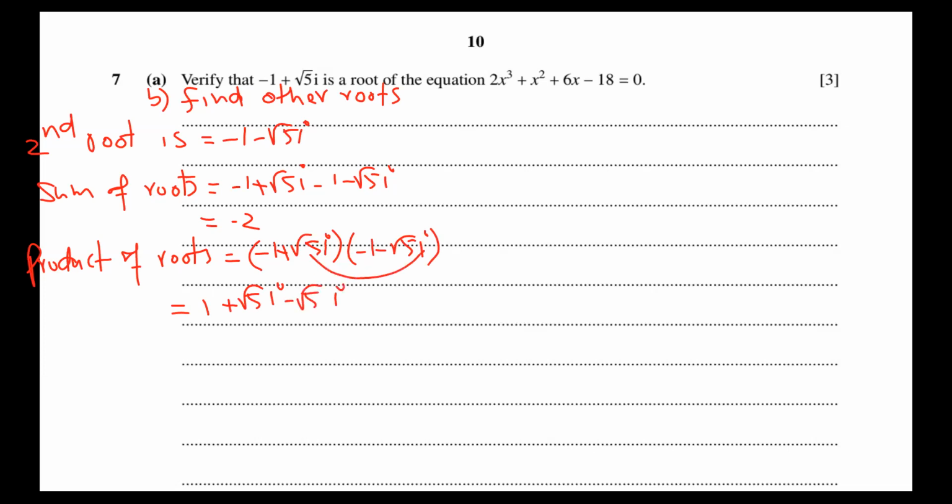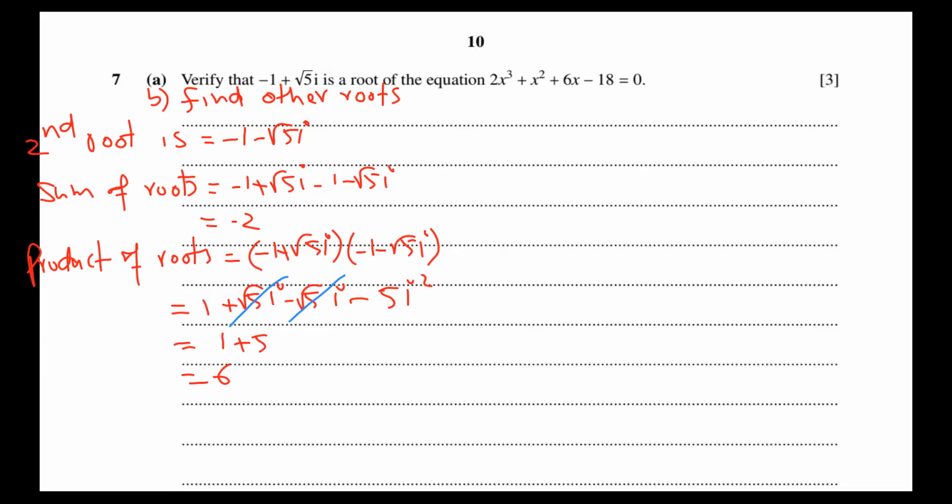Multiplying the last terms, root 5 becomes 5 and there is iota square. These two terms are the same and they cancel out. Iota square is -1, so it becomes 1 plus 5, which means I got 6.